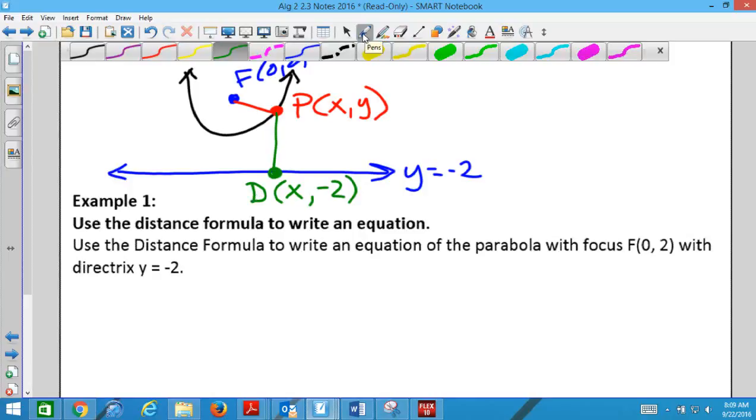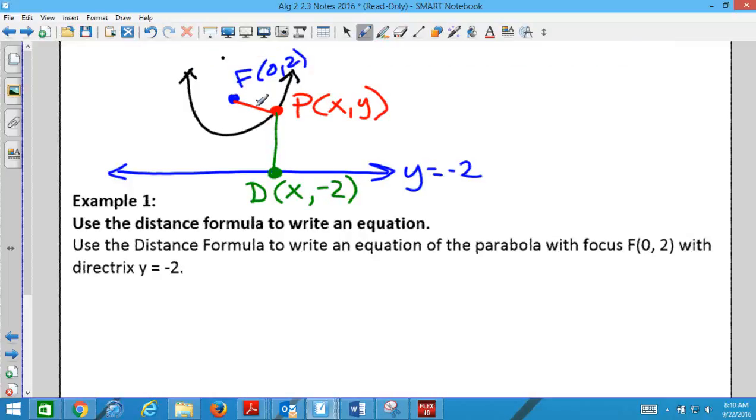So these two sections, these two lines, are equidistant from the parabola. They're the same distance. And that's why we did the distance formula yesterday. So we're going to use the distance formula to find the distance from F to P and the distance from P to D and set them equal to each other, because they are equal to each other. And once we've done this, we will have the equation of that parabola.